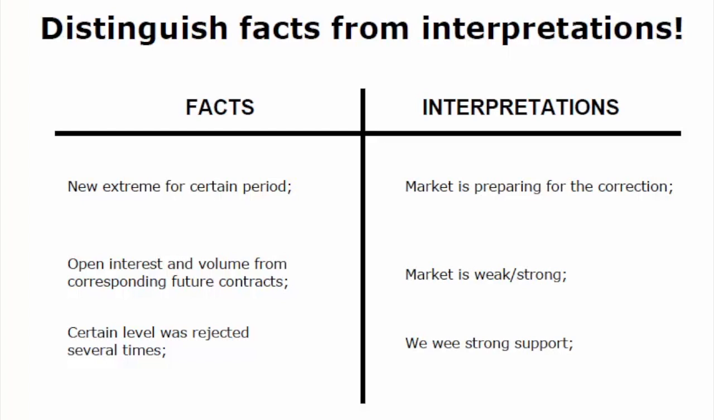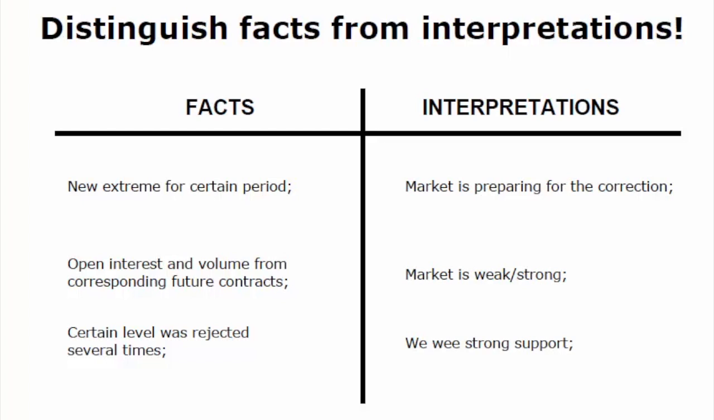And what is a fact? For example, a fact can be the following: a new extreme for a certain period, or, for example, the market has shown us that a certain level was rejected several times, or open interest and volume from corresponding futures contracts have increased. That is a fact, that is not an interpretation. As for interpretations, you see them in the right column. The market is weak or strong, we see strong support, and so on.